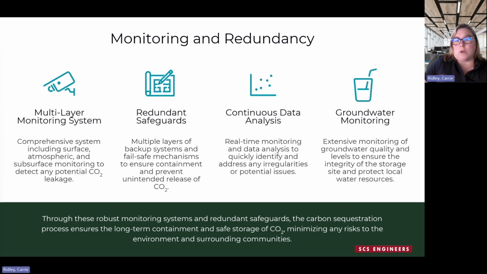Lastly, each injection well is surrounded with monitoring wells, both up gradient and down gradient of the injection zone, above the injection zone, and in the lowermost drinking water zone, looking for changes in pressure or geochemistry through instrumentation and physical samples.